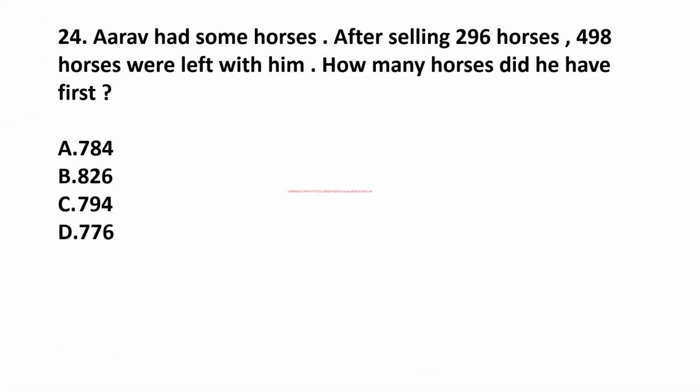Question number 24. Arav had some horses. After selling 296 horses, 498 horses were left with him. How many horses did he have first? He has 498 left with him and he sold 296 horses. So total horses were 498 plus 296. 6 plus 8 is 14. Carry over 1. 9 plus 1 is 10 plus 9 is 19. Carry over 1. 2 plus 1 is 3. 3 plus 4 is 7. 794 horses. Option C.